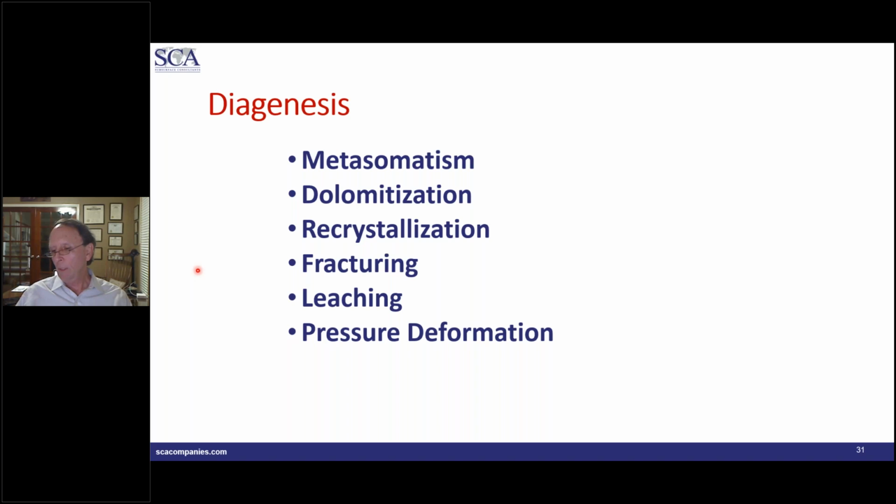So we talked about lithologies, we talked about cavings and foreign material. What are the other things that we can recognize? Now that we've identified the rock, we need to be able to understand what's happened to the rock, and this is diagenesis. So this is metasomatism, dolomitization, recrystallization, fracturing, leaching, and pressure deformation. All of these things will affect the rock.